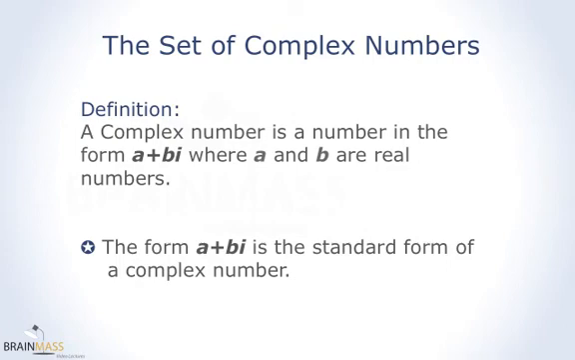The set of complex numbers. Complex numbers are formed by combining both real and imaginaries together by adding or subtracting. The standard form of a complex number is a plus bi, where a is the real part and bi is the imaginary part.